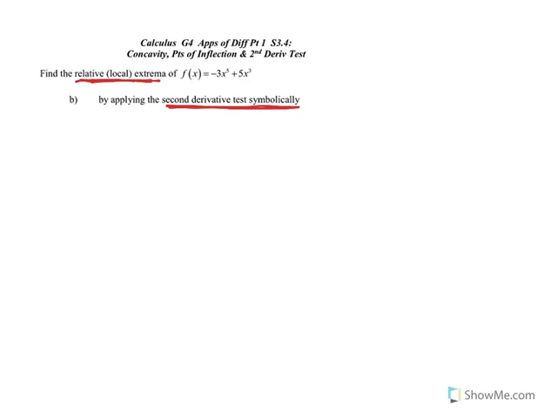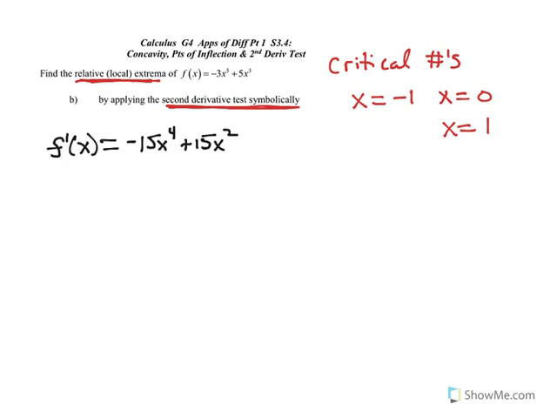So the critical numbers from part A, we already solved for that. So the critical numbers that we found from part A were x is -1, x was 0, and x was 1. Those were our critical numbers. And we're going to put those into the second derivative, so we're going to need a second derivative. So let me go grab the first derivative from the other page, and then we'll take the second derivative. So here's the first derivative from part A. I'm using the non-factored form since we're going to want to use our power rule to take the second derivative.